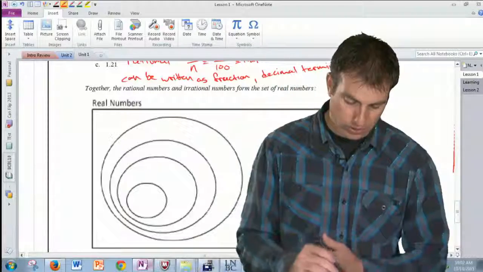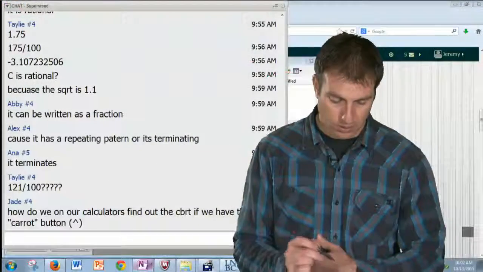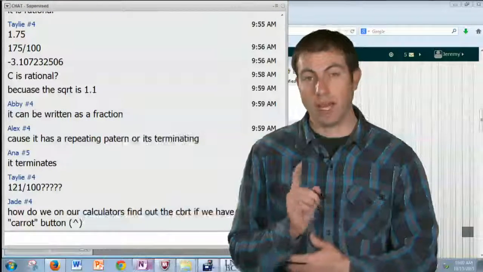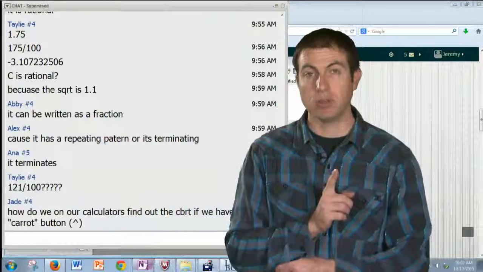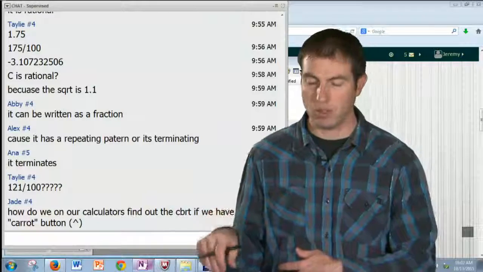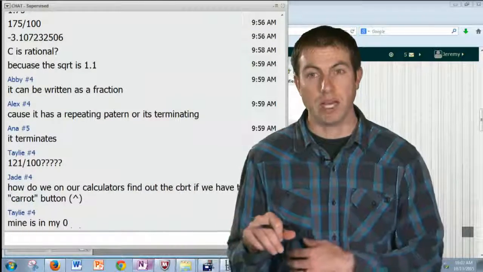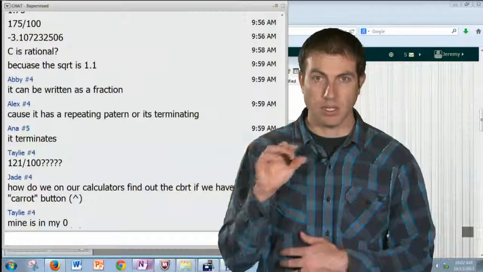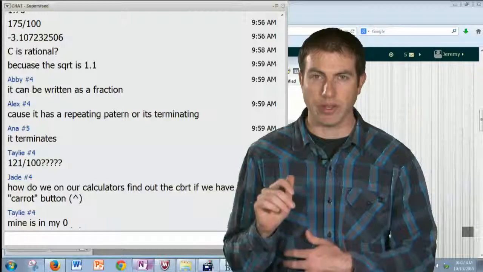Jade asked a question about the caret. If you have the caret button, that's good. I have a feeling you probably, unless you have a TI-83 like my big fancy one here, you probably have an X to the Y button or an X square root button somewhere on there.